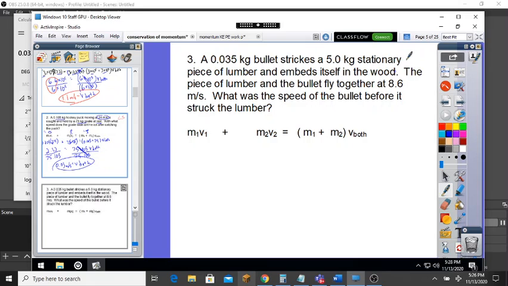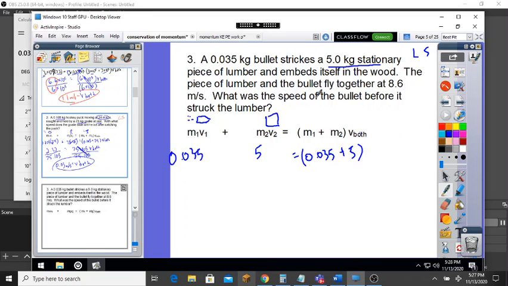Okay, let's do another example. This is on the left side. So here we have a bullet. Let's make this the bullet. We know how much it weighs, 0.035. So M1, I'm going to do that over here too, 0.035. Might as well, right? Fill in what you can. It strikes a 5 kilogram stationary piece of wood. So let's say it's just a piece of wood, and we know it weighs 5. So M2 is 5 here, and M2 is 5 here.